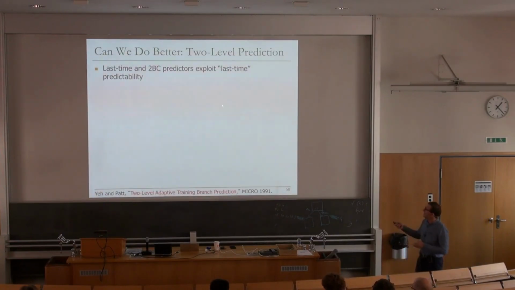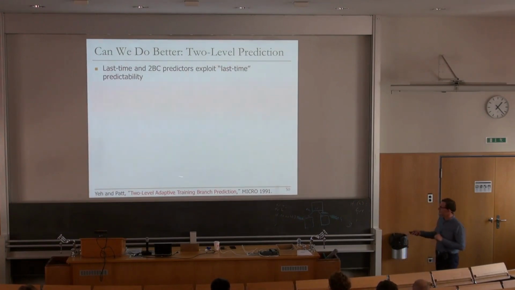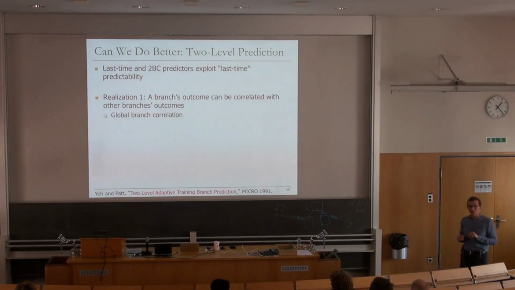And basically the key idea of doing better in the next step is that we exploit last time predictability, but maybe we don't actually go back far enough. And we're going to talk about the seminal paper that basically introduced what we're going to talk about. And this is your assignment, basically. So this introduced 2 types of predictors. The first realization is a branch's outcome can be correlated with other branches' outcomes. Why don't we use that information to predict? This is called global branch correlation.